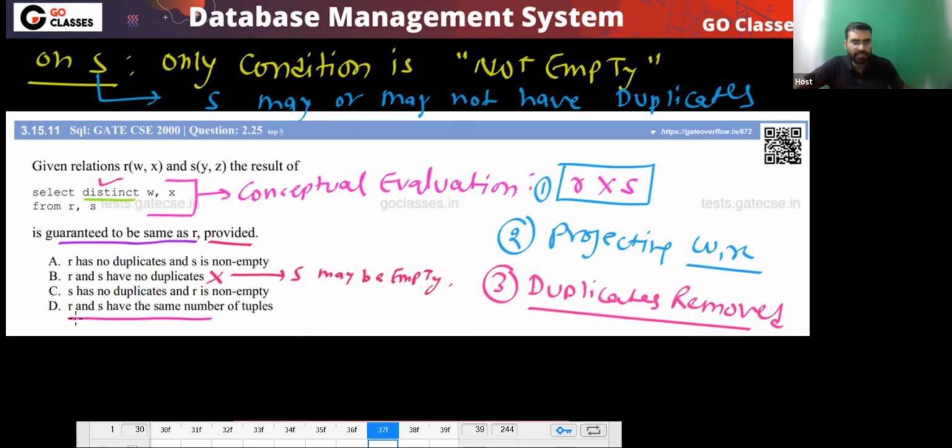What about this one? Have the same number of tuples. This does not guarantee anything, so this is also wrong. If they have the same number of tuples, this does not guarantee anything. S has no duplicates, but we don't care about S. R has no duplicates and S is non-empty. This is correct. So option A is correct.